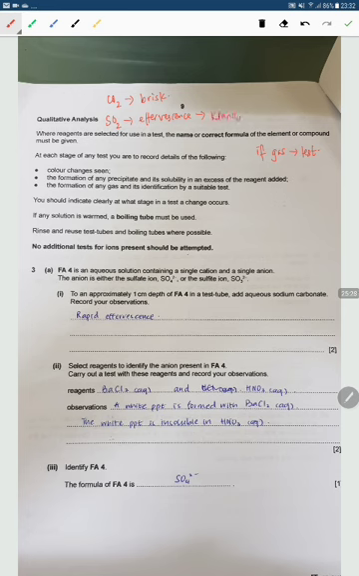So you take a piece of paper, you dip it in acidified potassium manganate, and the gas will change the color from purple to colorless. For the carbon dioxide, it would be brisk effervescence, and we can test with lime water. But usually the brisk effervescence is enough to tell you the presence of carbon dioxide. Of course, hydrogen gas will burn with a pop sound, oxygen will relight a glowing splint.